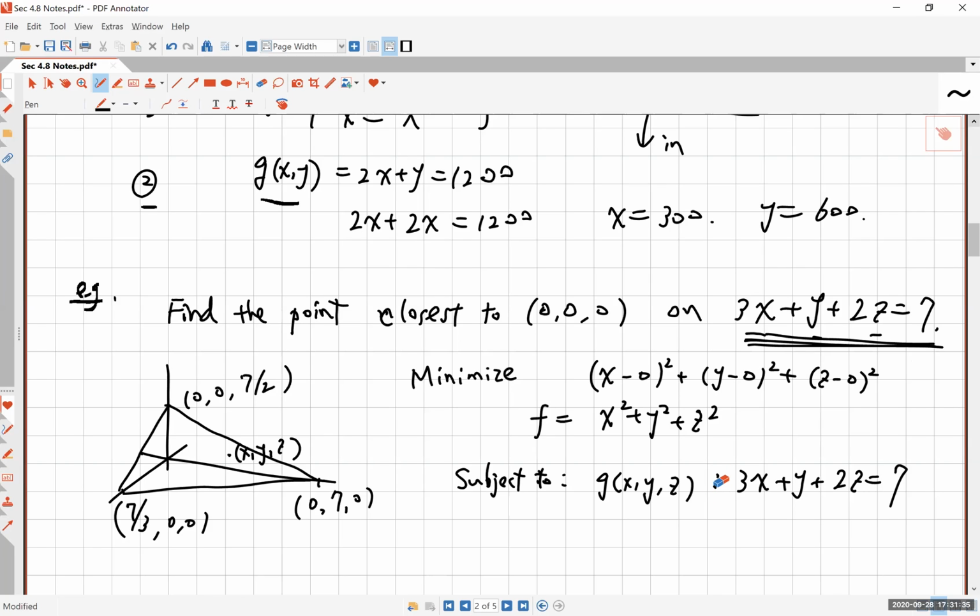All right, so with this given function that you're trying to minimize and the subject-to function, which is the constraint function, see if you can apply Lagrange's method to find the point closest to the origin on this plane. All right, and when you think you find the answer, you can come back and go to the second part of this video.